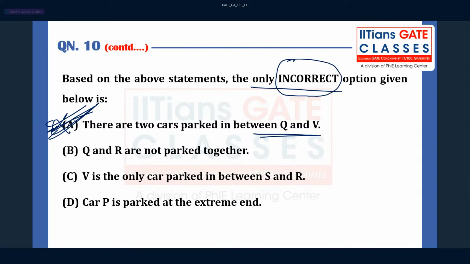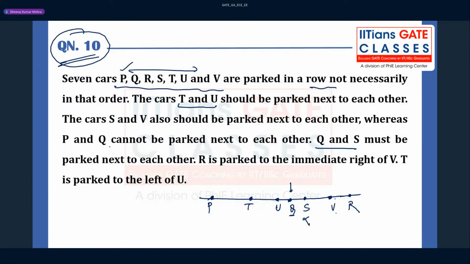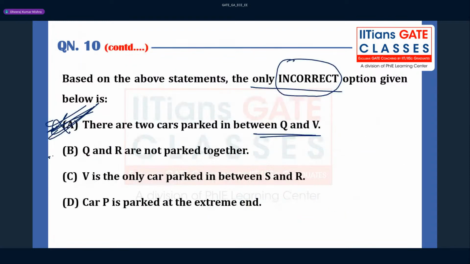So we can go for the other options also to verify. Q and R are not parked together. Let me check. Q and R, yes, that is okay. According to the question it is wrong, but according to the passage it is correct. Remember, because they are asking for the incorrect one. So option A will be correct for this question.